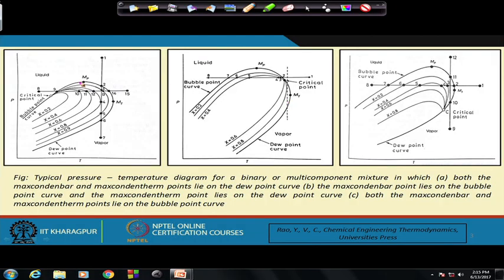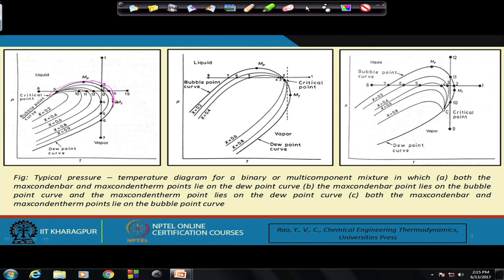Now, a very curious and peculiar phenomenon occurs in the region which is bounded by MP, MT and the critical point.